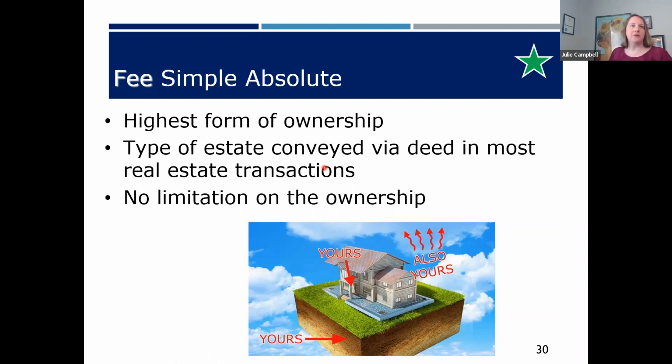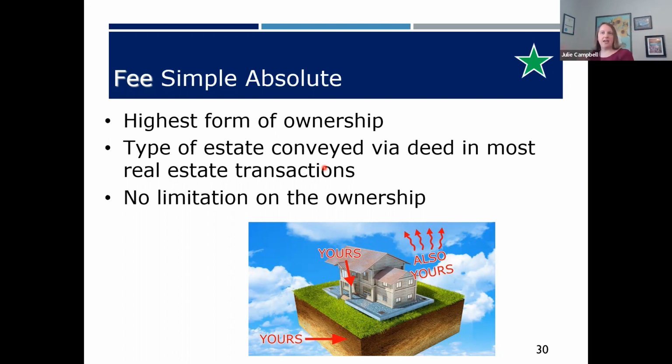You can do whatever you want to, as long as you're not breaking the law, breaking the rules. You can't violate zoning. You can't violate restrictive covenants. We'll talk about both of those in Unit 6. With a fee simple absolute, there are no limitations. There's no restrictions. Particularly, there's no restrictions on time, how long you own it, or on use, what you can do with it while you own it. No restrictions. Again, you do whatever you want to, as long as you're not breaking any laws.